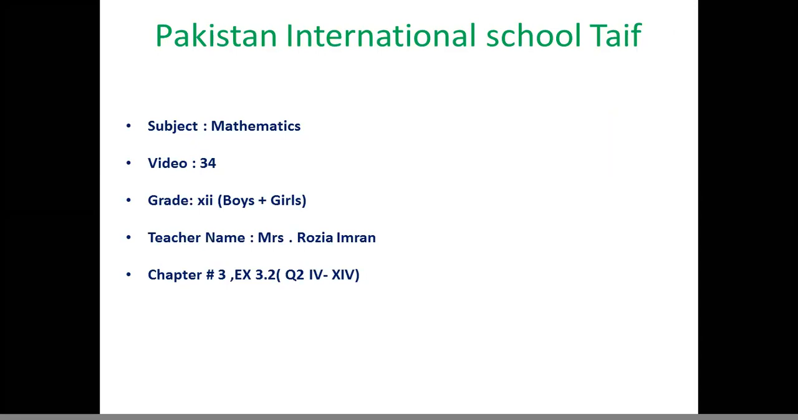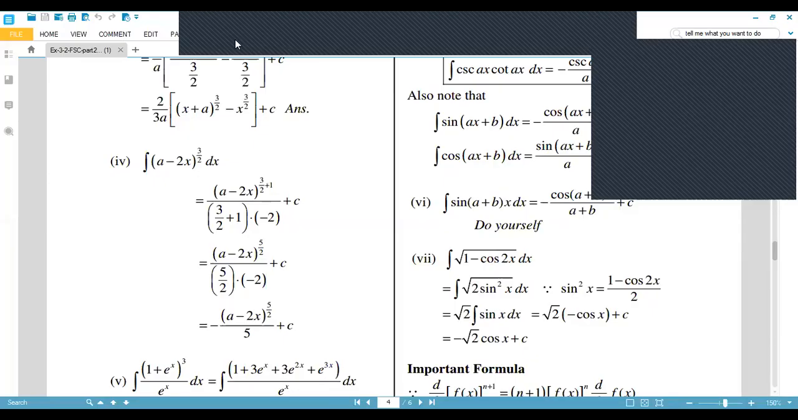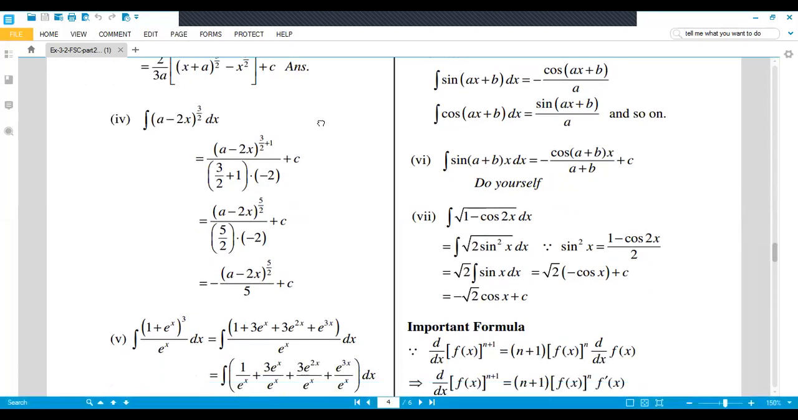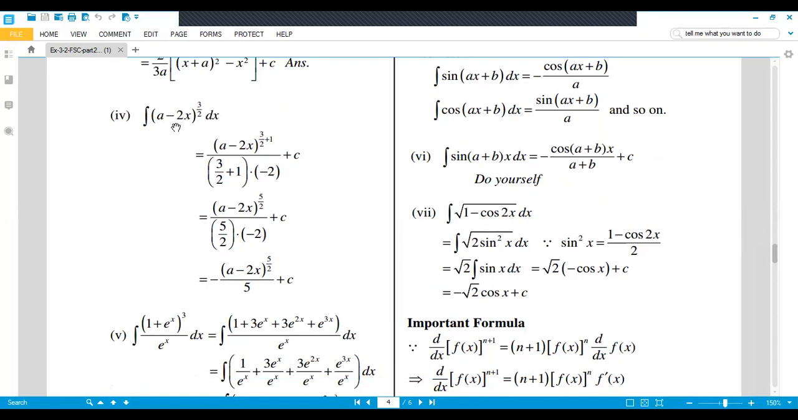Exercise 3.2 question number 2 I already started in the previous lecture, and the first three parts of question number 2 I already discussed with you. So today we will start the fourth part of question number 2. Question number 2 fourth part is integral (a minus 2x) whole power 3 over 2 dx. It means that you have to integrate (a minus 2x) whole power 3 over 2.